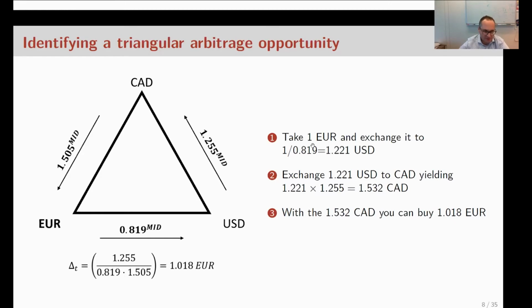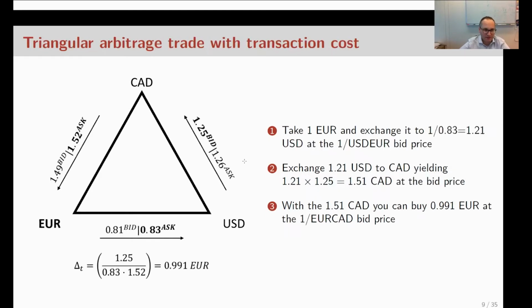Now, however, of course, in the real world, the trader would not face mid quotes when trading, so it's important to take into account the bid-ask spreads, right? That's what we're doing on the next slide, where all these transactions that the trader needs to do in the round trip take place not at the mid quote, but at the less favorable prices. That is, the selling of the respective currencies would take place at the respective bid prices.